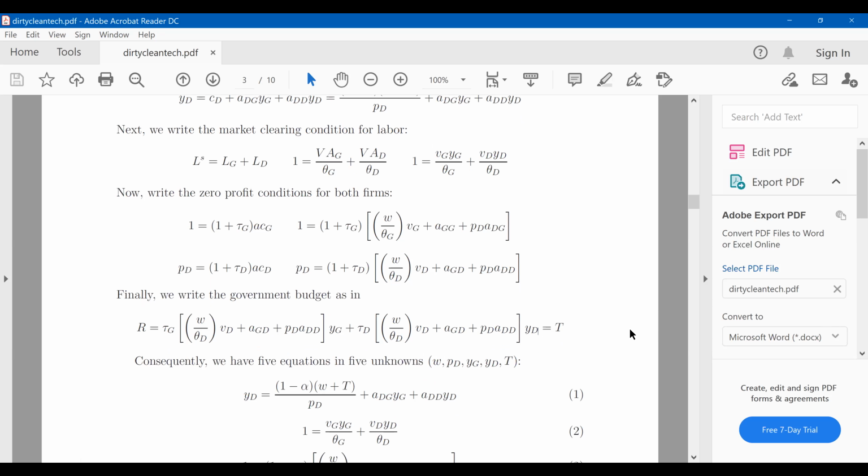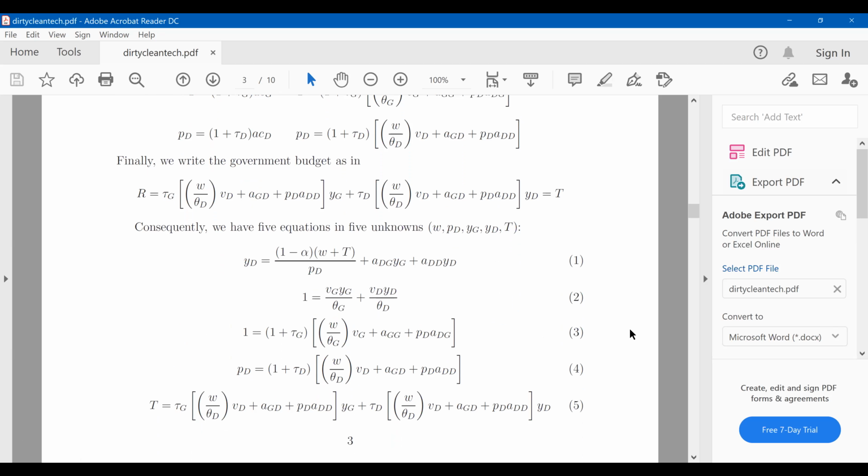Okay. Now then, we have 5 equations in 5 unknowns. So exactly as we require, our system is square, right? 5 unknowns and 5 equations. What are these 5 unknowns? W, PD, YG, and YD, and T. Okay, so output levels, lump sum transfer, one factor price W, and one output price, PD. Okay, and these are these equations.